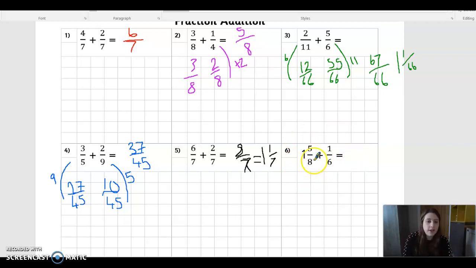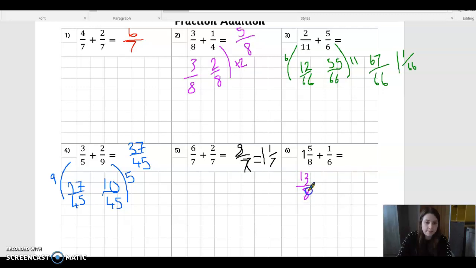So if you remember, the first thing we need to do is turn this mixed number into an improper fraction. And we do that because we've got 1 whole. We're working in eighths, so 1 whole is the same as 8/8. Then we add our 5/8, so 8 add 5, which would give us 13/8.